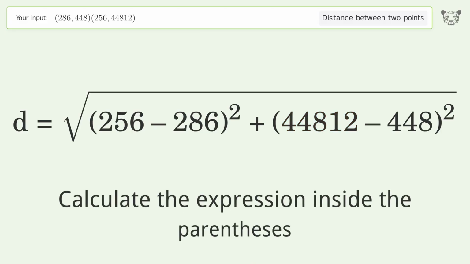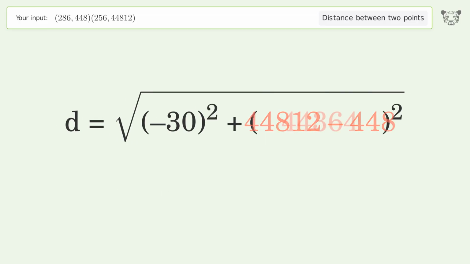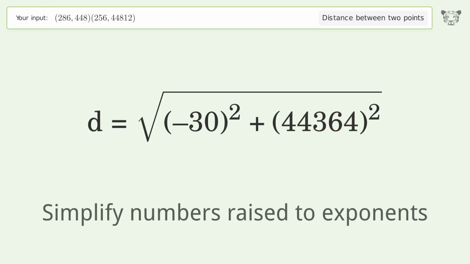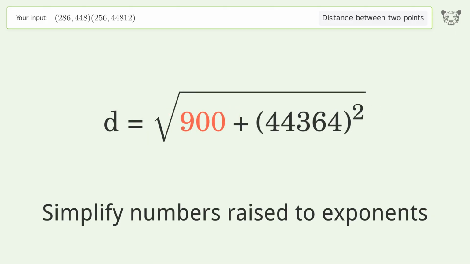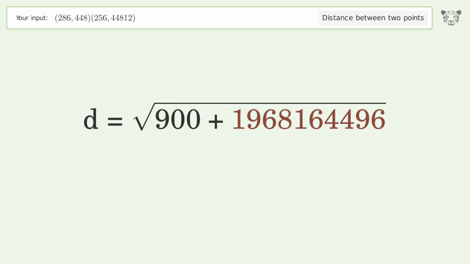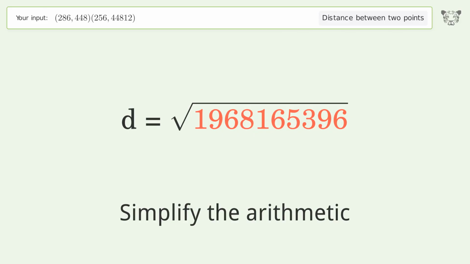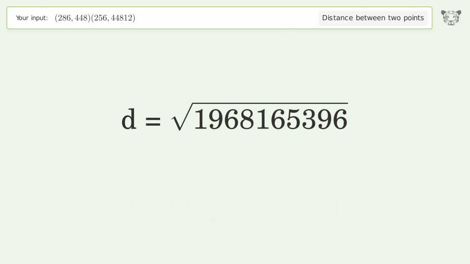Calculate the expression inside the parentheses. Simplify numbers raised to exponents. Simplify the arithmetic. And so the distance between the 2 points is the square root of 1,968,165,396, or 44,364.01.